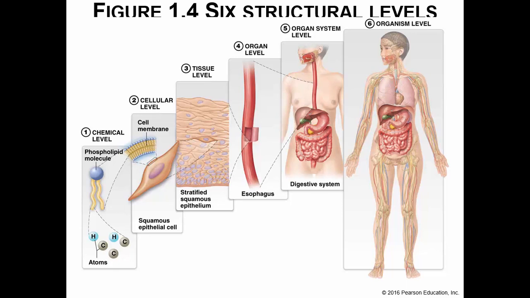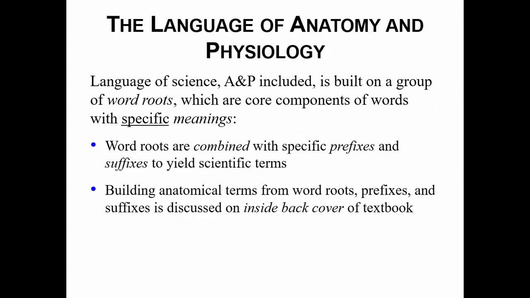So here's the 6 structural levels of organization. Chemical, which is atoms and molecules that build cells. Cells, the smallest unit of structure and of function for all living organisms. So if something's alive, it's got cells. So cells build tissues, tissues build organs, organs build organ systems, and organ systems make up the entire organism. So you need to know those levels and understand how they're put together and what they do.